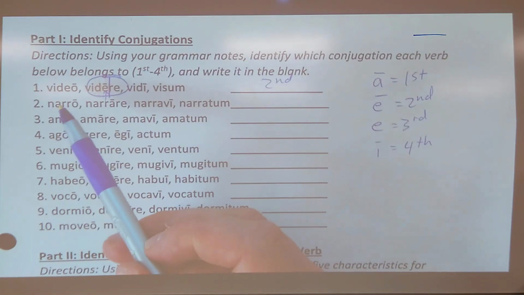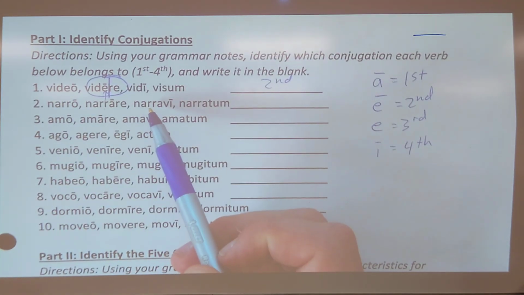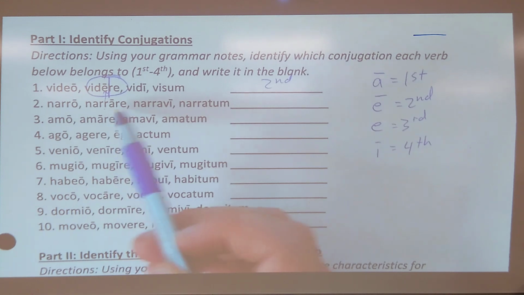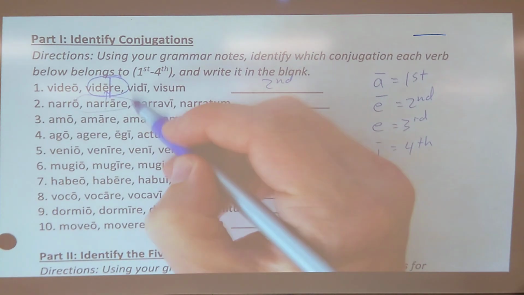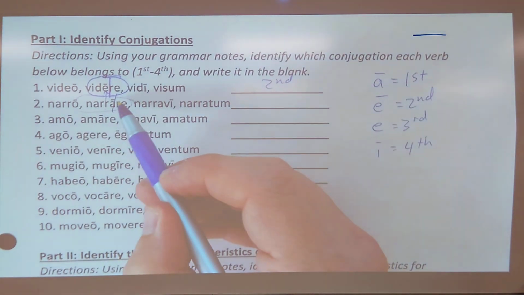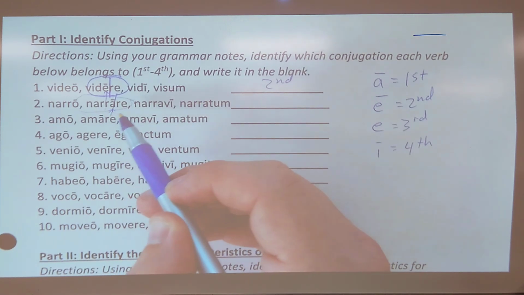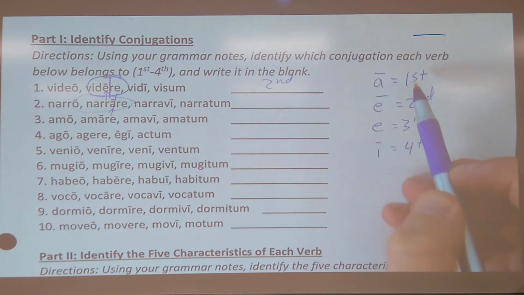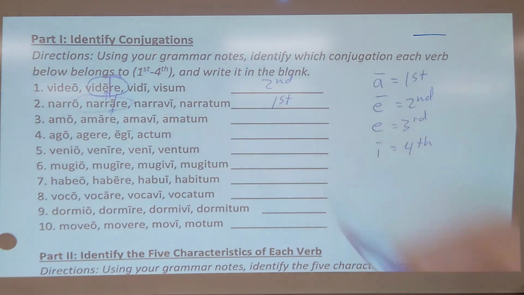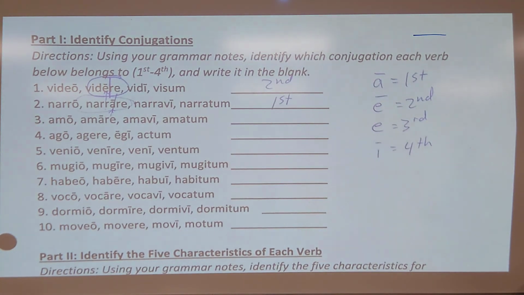Let's look at number 2. We have narro, narare, narravi, narratum. Go to your second principal part. Chop off the RE. You're left with a long A. Long A, oh, first conjugation. Okay. And you can do this for all of them.